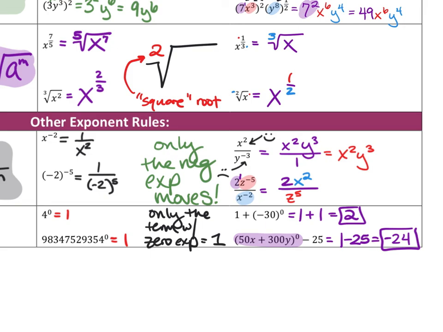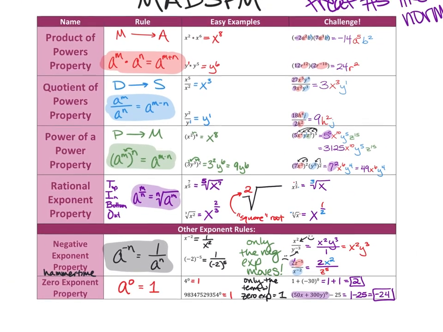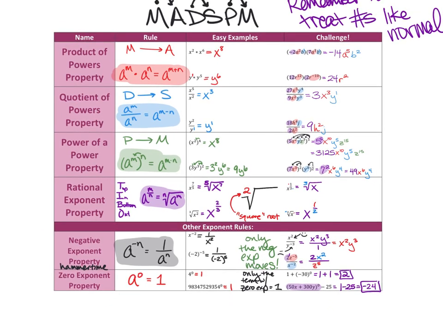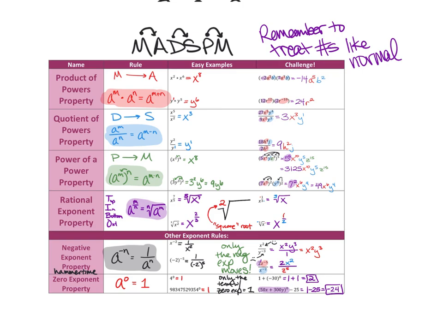So we're going to take the very simple or basic exponent rules that we learned about in the last couple classes, and we're going to make them a little bit more challenging. But fear not, you guys know the rules, and if we treat numbers like normal, we'll be absolutely fine.